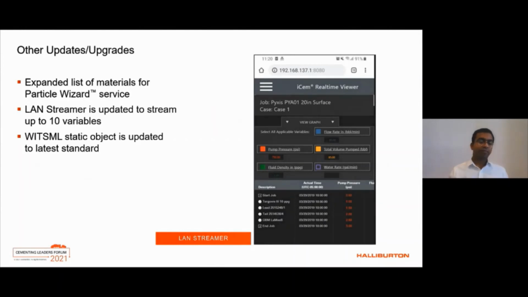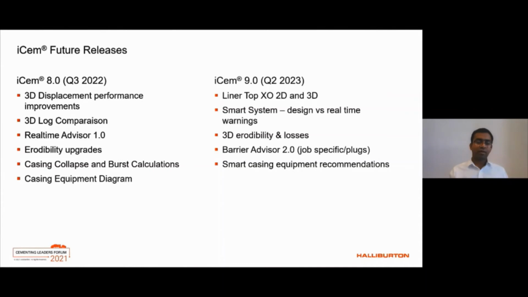With that, we come to a point where we can discuss a little bit about the future releases. The development of iCem itself doesn't stop with 7.0. And in general, we take a multi-generational approach to any features that we are building. I briefly talked about something like the smart casing equipment recommendations feature, and that is going to be built on whatever work we have done for 7.0.